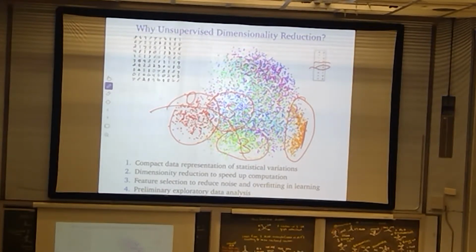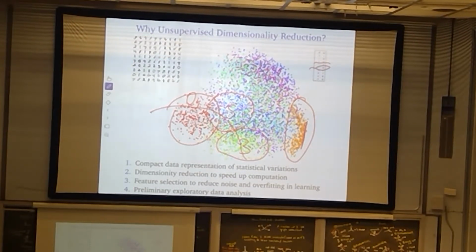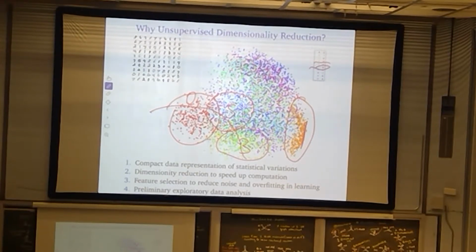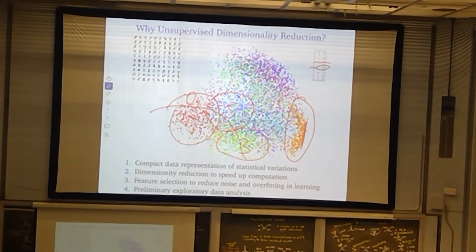And here, I only have these images. I don't need any, the coloring is for you to see how images are distributed according to the class. Even without the coloring, I see these dots. That helps me to see the variability contained in the data set. So unsupervised dimensionality reduction is useful as a compact data representation of statistical variations. Secondly, instead of dealing with 10,000 dimensions, if I can just deal with 2 dimensions, whatever machinery, whether it's least square regression or other machine learning approaches, you can speed up computation significantly.